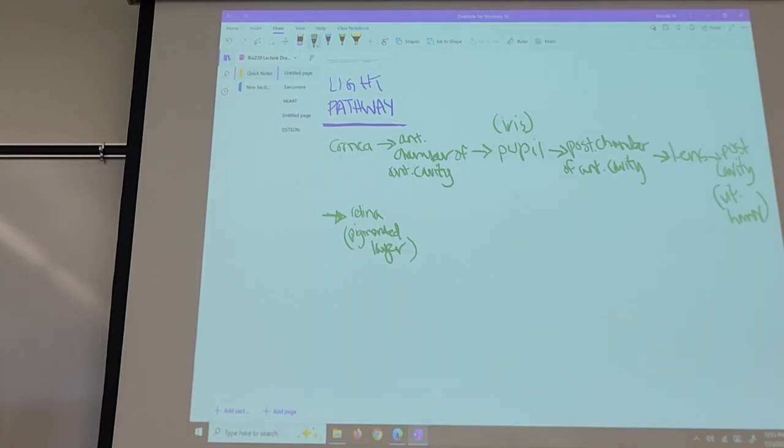Will you need us, if it is like a free response, do you want us to put anterior chamber of anterior cavity, or just anterior chamber? You can put either, it's fine. Okay. I prefer the whole thing, but I'm just assuming that you already know the chamber is part of the cavity. Right. Okay, alright, so we're good on that?